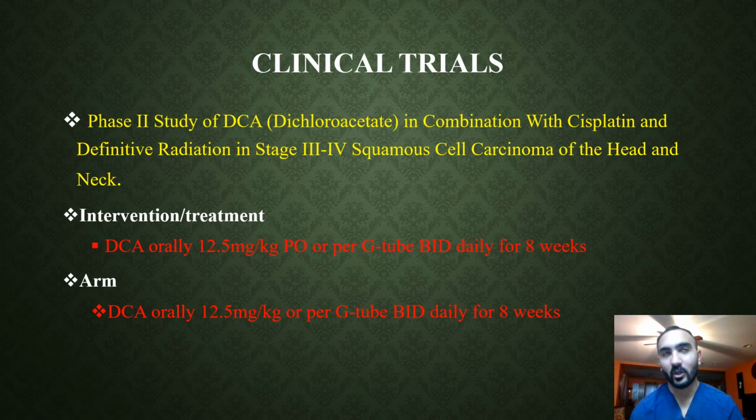Okay, so I did some research about the clinical trials. I went to the clinical trial website and took one of the clinical trials that they did, which was a phase 2 study of DCA, dichloroacetate. It was a combination of the DCA and other treatments such as radiation therapy, cisplatin, and others, for stage 2 and stage 4 squamous cell carcinoma of the head and neck. What they did, I grabbed for both the intervention treatment and the arm, they used the same thing: DCA orally, 12.5 milligram per kilogram PO BID daily for 8 weeks. But what I found on this website was really interesting.